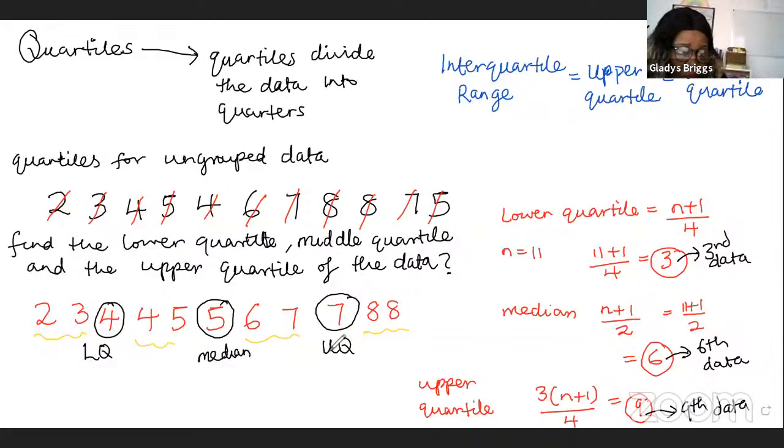Okay, so upper quartile here is 7 minus lower quartile is 4. That's equal to 3. Okay, so your interquartile range is equal to 3.